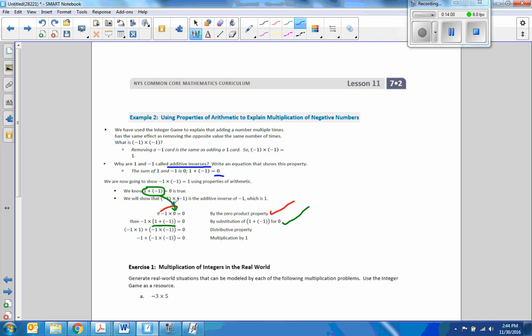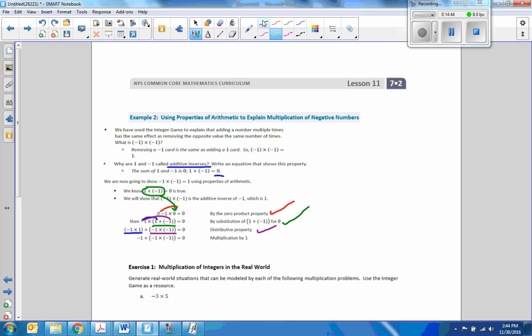Okay. Next, we're going to take -1 times 1 plus -1 times -1 equals 0. So what happened here was we're taking -1 times 1, and that's right here, and then we're taking -1 times a -1, which is right here. That's called the distributive property. We are distributing the outside number to each term inside. So then once we do that, we now say -1 times 1 is -1, and that came from here.